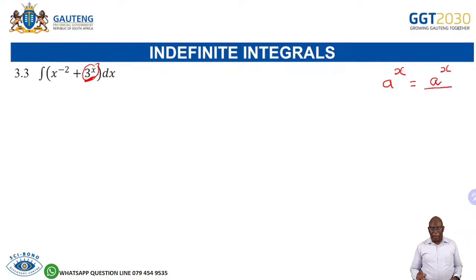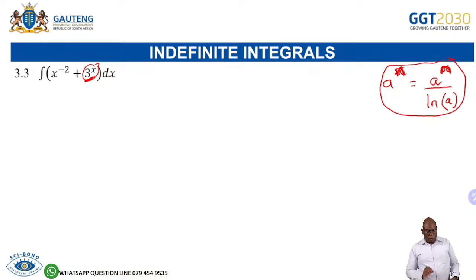I can put an n there, it doesn't matter. Let me put an n. For instance, what am I going to do here? I'm going to say a to the power of n, and at the bottom, I must write ln of a. And this rule you must know. Alright, so in this case, I can quickly now integrate.